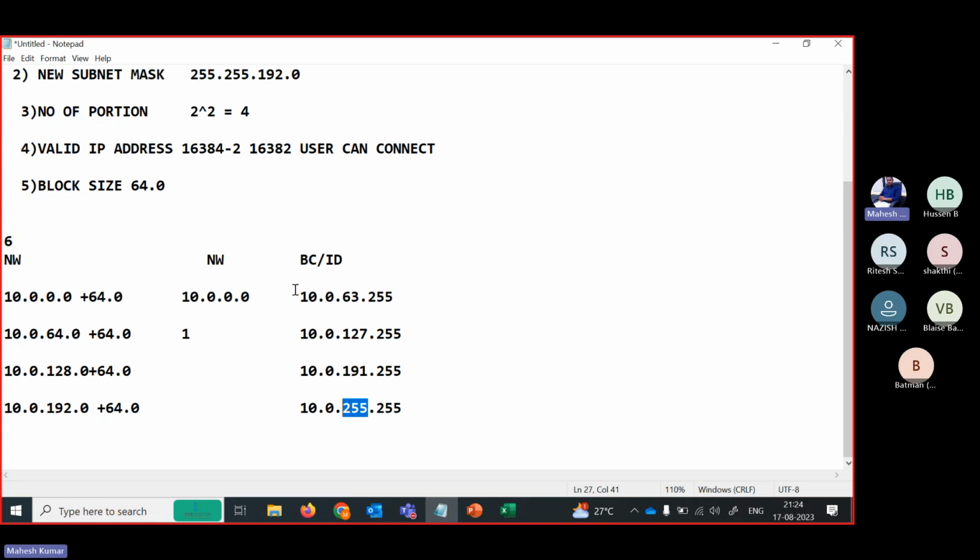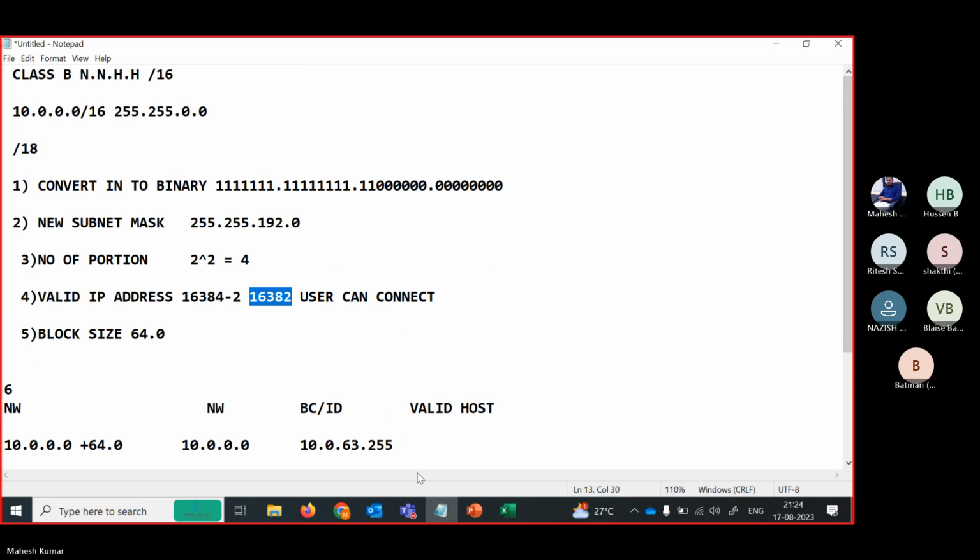So this will become our broadcast ID, and the number of valid hosts will become what? 16,384. In this network you can connect 16,382 users. In this network also you can connect this many users. In this network also, and in this network also, you can connect this many users using a single IP. Okay, got it? Yes, sir.